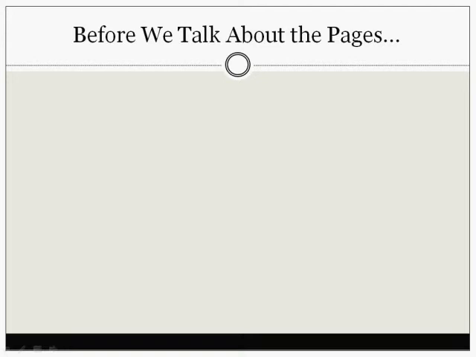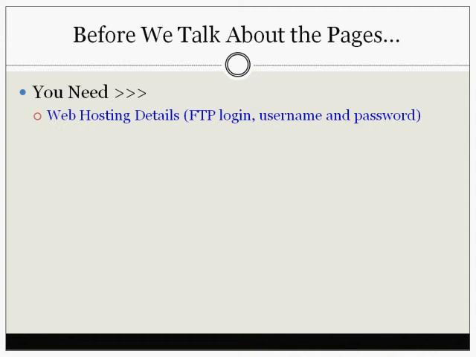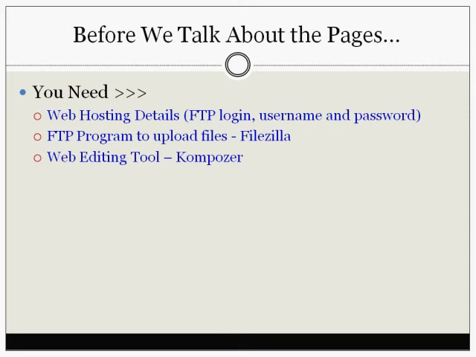Now, before we talk about pages, I want to make sure that you have everything that you need. So basically, you're going to need your web hosting details, your FTP login, your username and password beforehand, so that you can log into your website and upload your files. You're going to need an FTP program to upload files called FileZilla. And you're going to need to have a web editing tool called Composer.